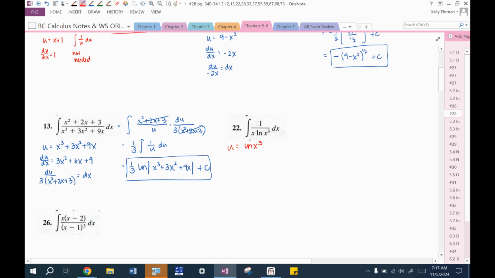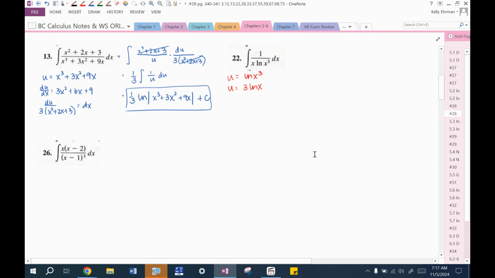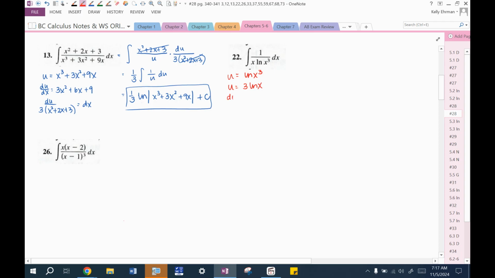1 over x to the third times 3x squared. Or remember, you can expand natural logs. So take the exponent and move it down in front. This makes the derivative a little bit easier to get to the simplified version. So du/dx will just equal 3 over x. That way I don't have to cancel things and risk making an algebraic mistake.